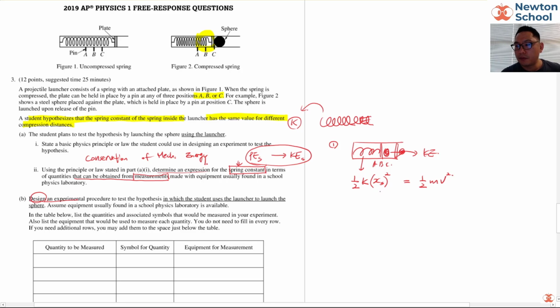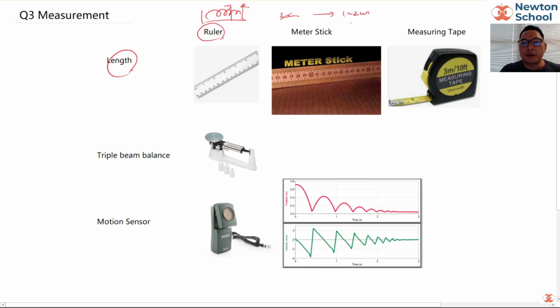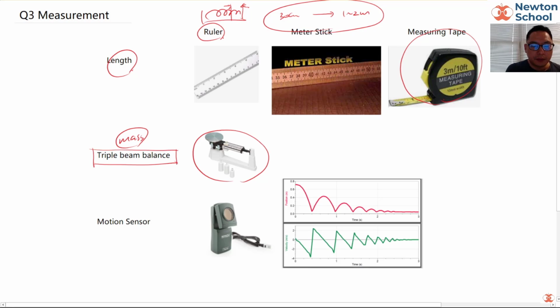Let me give you a simple overview of the measurements. If you measure length and small distance, you may want to use a ruler. In this case, compression of the spring is probably a few centimeters, so you'll use a ruler. If it's somewhere between over 30 centimeters to maybe 1 or 2 meters, I'll use a meter stick. If you have to measure something much longer than that, you want to use a measuring tape. And if you want to measure mass, probably you want to use the balance, but the term you can use is triple beam balance.